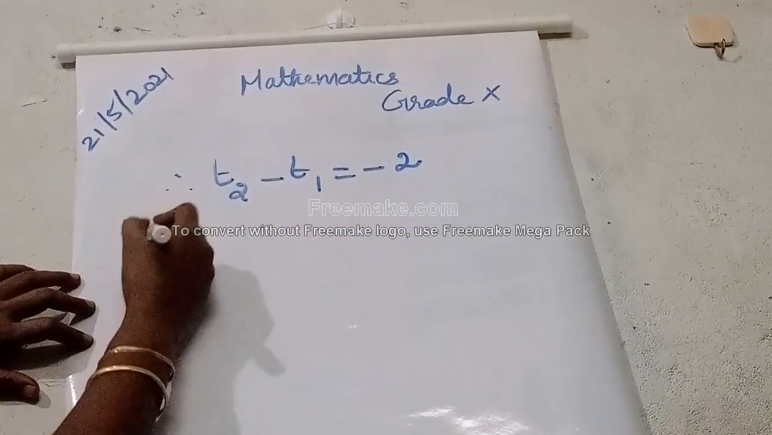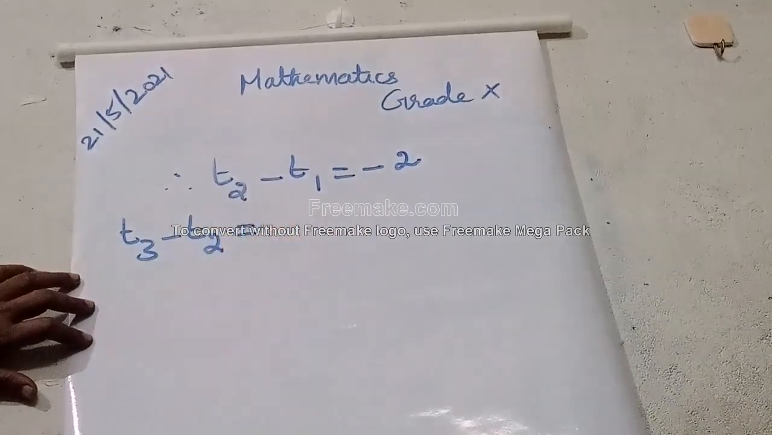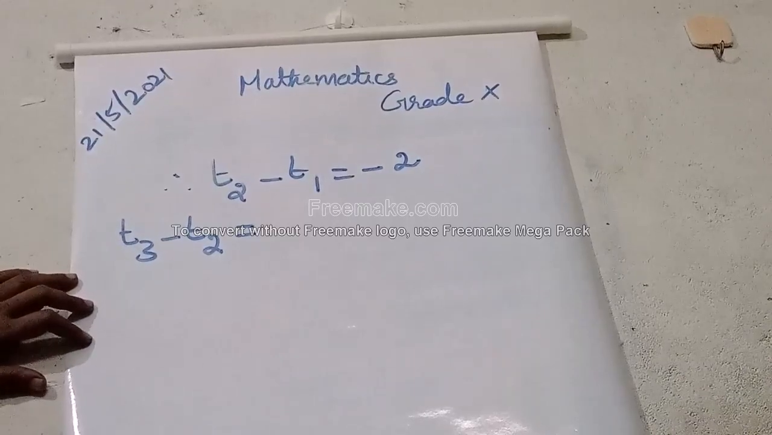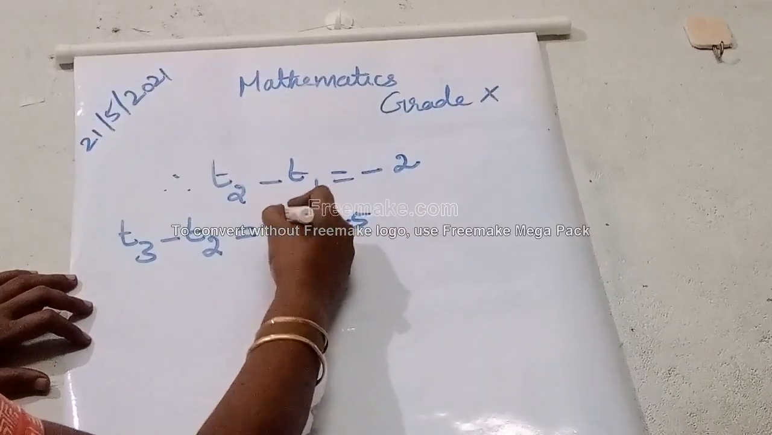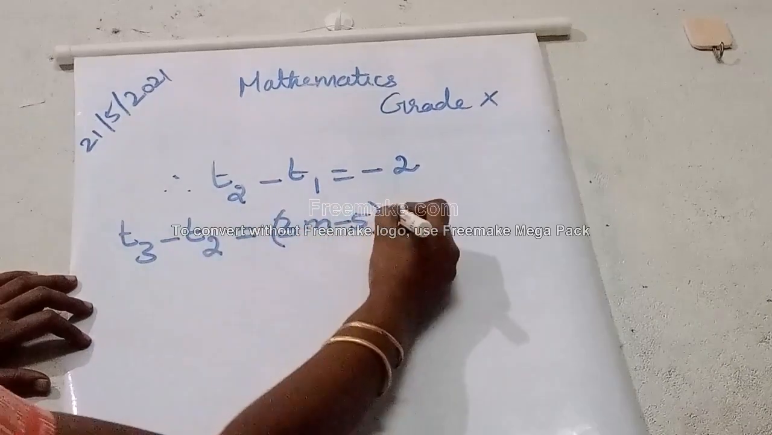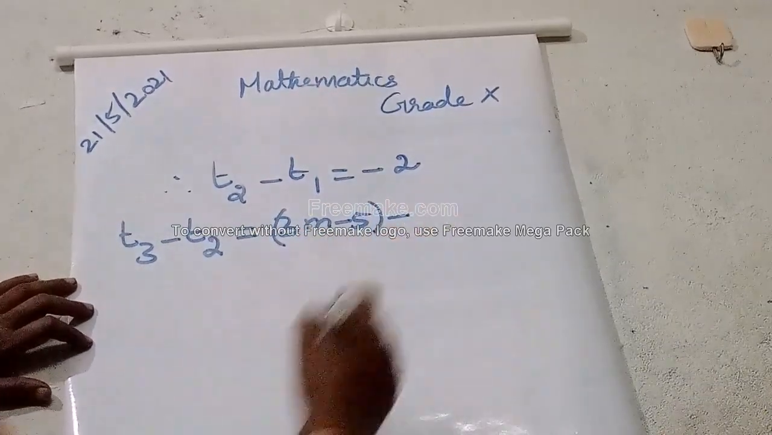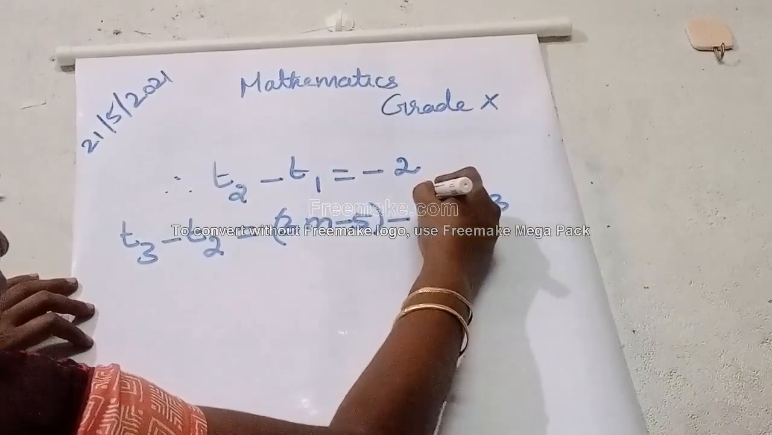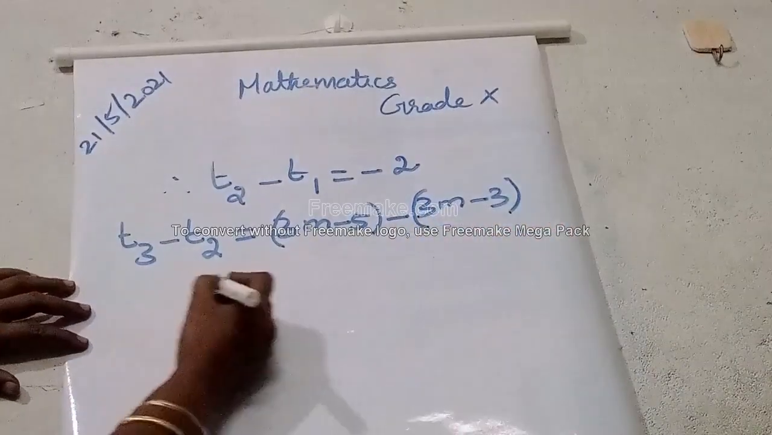Similarly, let us find T3 minus T2. T3 minus T2 is equal to, what is the T3 term? We have 3m minus 5. Here also two terms are there, so we have to give the bracket. Minus T2. What is the term 2? We have 3m minus 3. Here also two terms are there, so we should use the bracket.